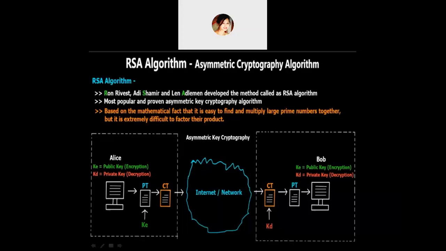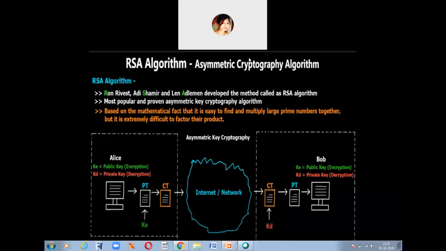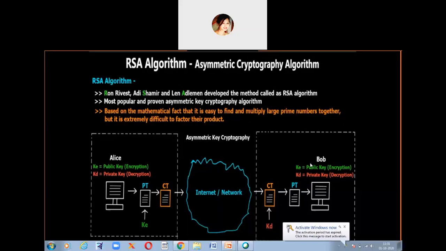So what I'm trying to say is, the RSA algorithm is a very important method in asymmetric cryptography. Here you can see an example that I have taken previously also: Alice and Bob, Alice being the sender and Bob being the receiver, right?